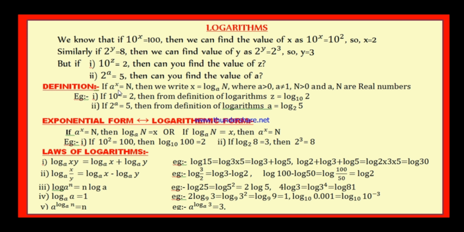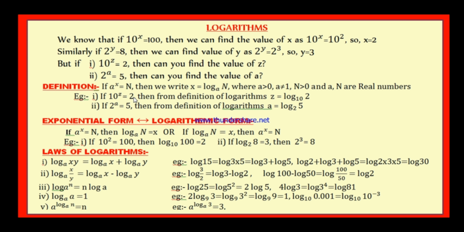You see here, if a power x is equal to n means 10 power z is equal to 2. Our given equation 10 power z is equal to 2 is in the form of a power x is equal to n, where a is equal to 10, x is equal to z and n is equal to 2. If the given equation is in the form of a power x is equal to n, then you can find the value of x as log n to the base a. Therefore, here also the value of z is equal to log 2 to the base 10.